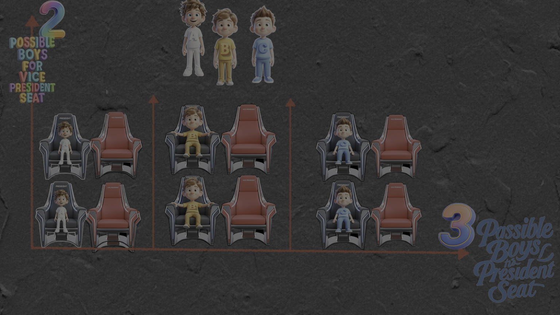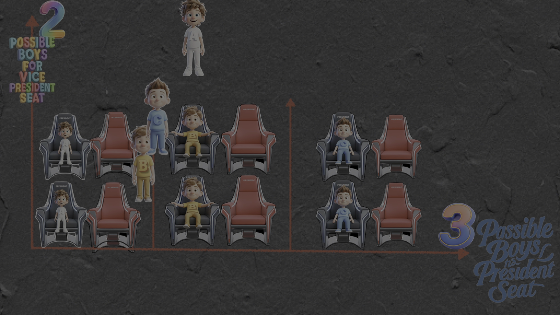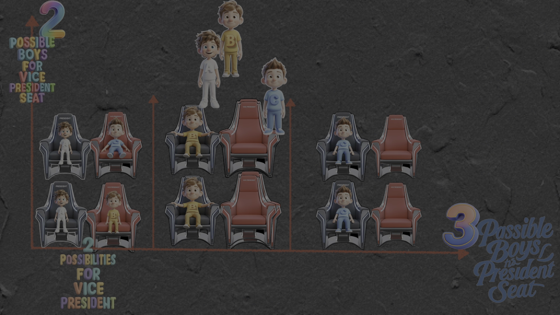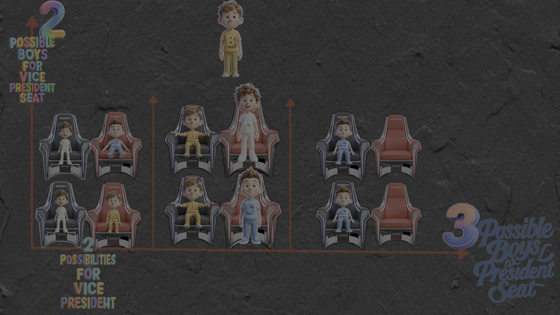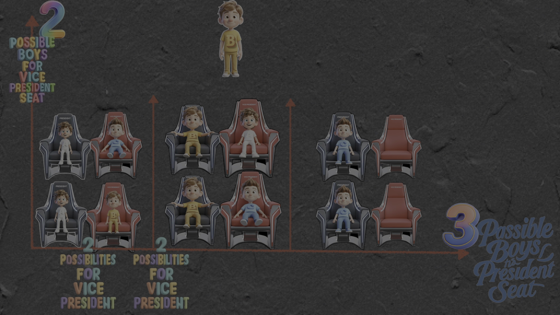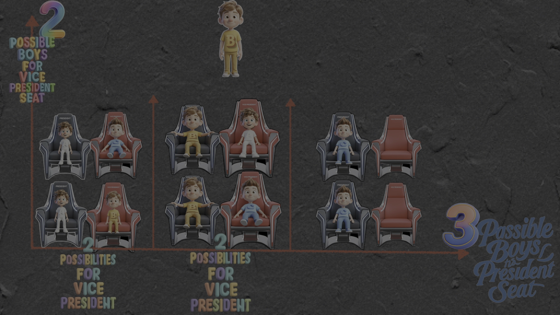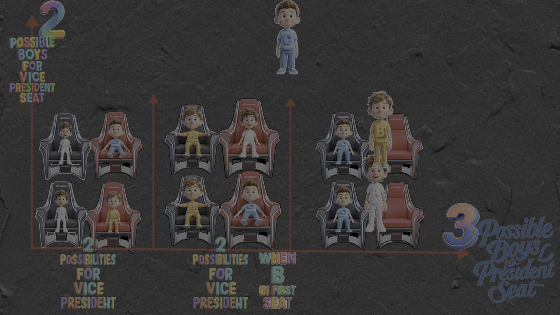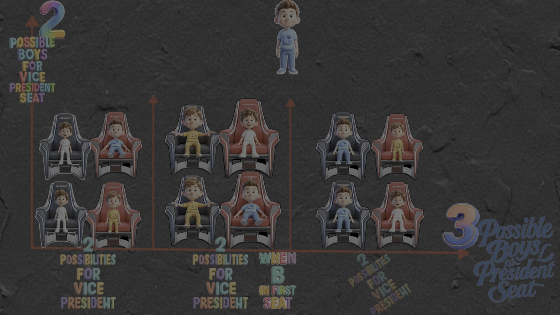For example, if A is seated in the president's seat, then either B or C can be seated in the vice president's seat. Similarly, whenever B is seated in the president's chair, either A or C could sit in the vice president's seat, resulting in two possible seating arrangements for this scenario as well. Similarly, whenever C is seated in the president's chair, either A or B could sit in the vice president's seat, resulting in two possible seating arrangements for this scenario as well.